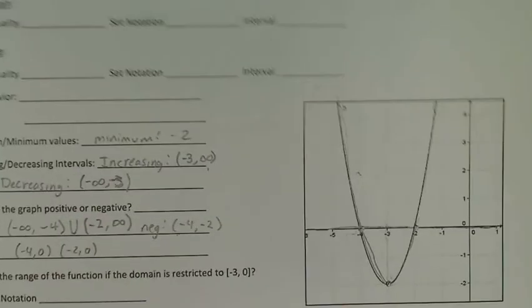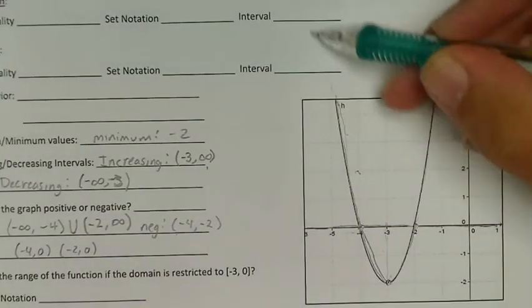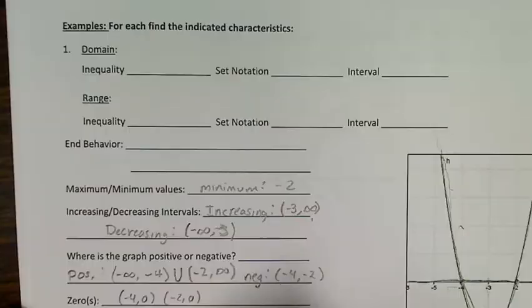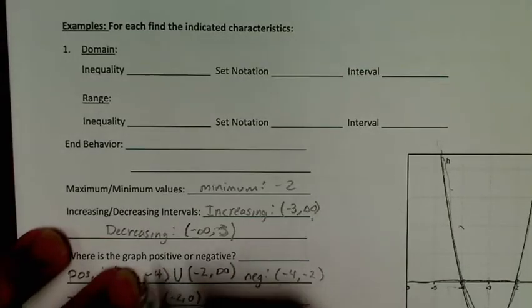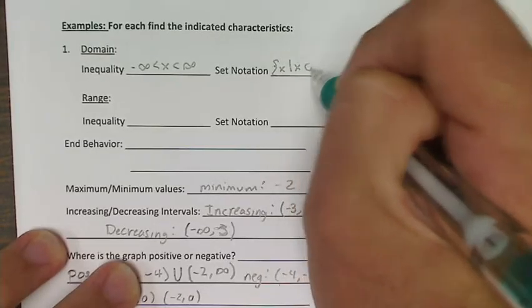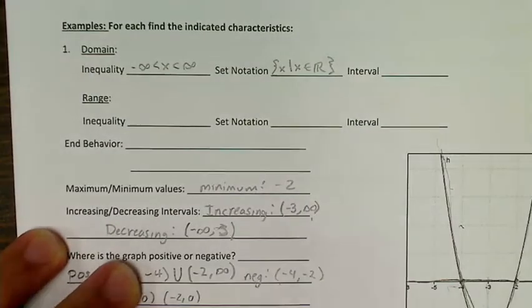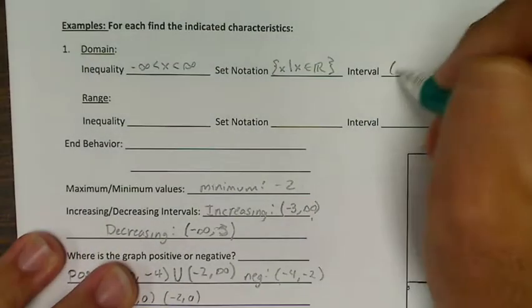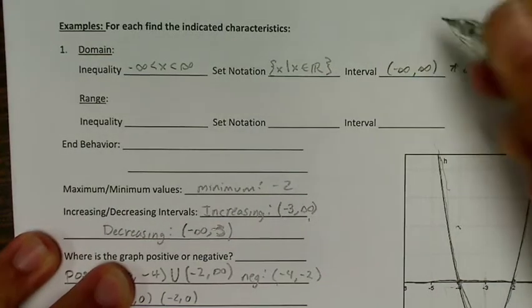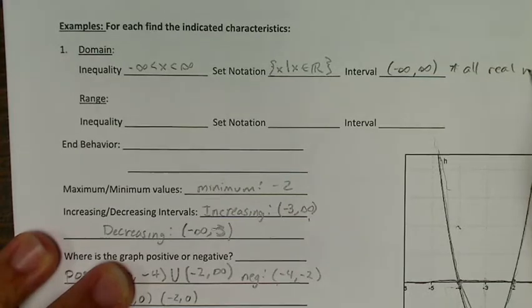So the domain of this, okay, the domain is it's going forever and ever up and to the left and forever and ever up and to the right. So that means it's all real numbers. Okay, so I've been writing the words all real numbers. I am fine if you do that. You could also write it this way. That's the inequality, the set would look like that, and finally the interval could look like that. And I'm just going to write here, you could write all real numbers.